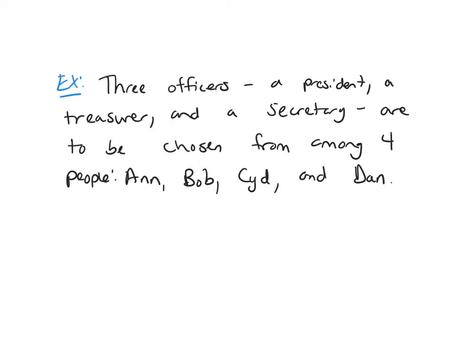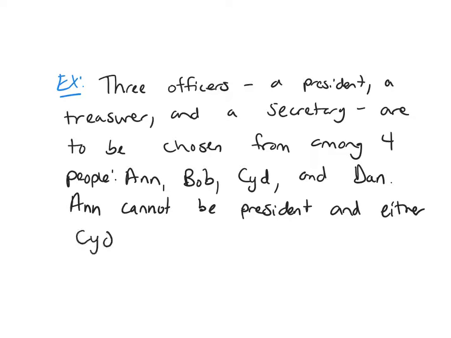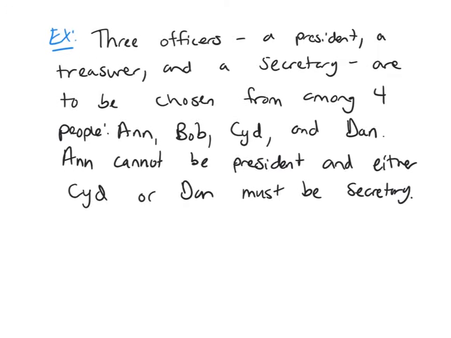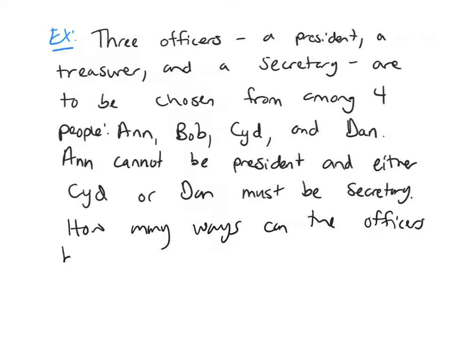But there are some stipulations. The first one is that Ann cannot be president. And either Sid or Dan must be secretary. How many ways can the officers be chosen?